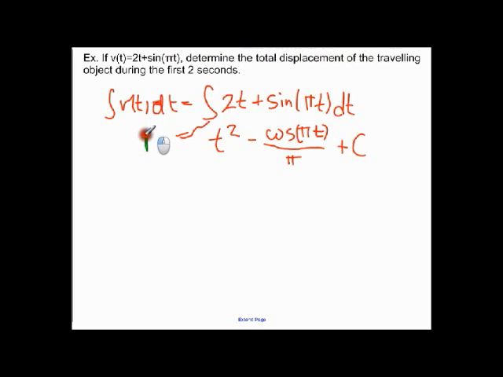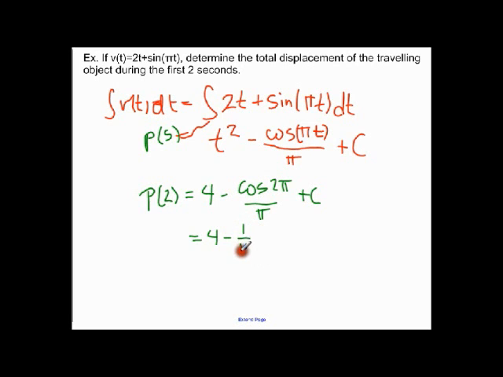Remember, the integral of the velocity is the position, just like the derivative of the position is the velocity. So let's figure out the position after 2 seconds. Well, it's 4 minus cos 2 pi over pi plus a constant. So this is 4 minus cos 2 pi, which is 1, over pi plus a constant.